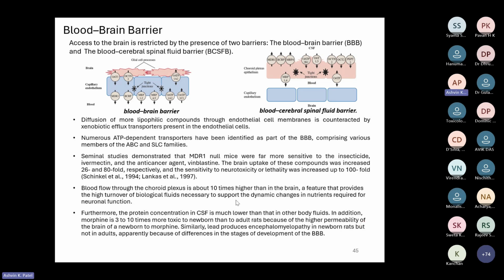In addition, morphine is 3 to 10 times more toxic to the newborn than the adult rat because of the higher permeability of the brain of the newborn to morphine. The blood-brain barrier of the newborn baby is not fully developed. Similarly, lead produces encephalopathy in the newborn rat but not in the adult. It happens because of the stage of development of the blood-brain barrier.